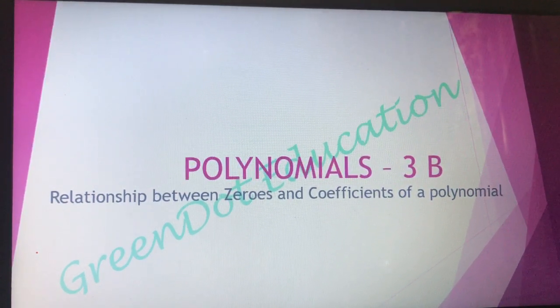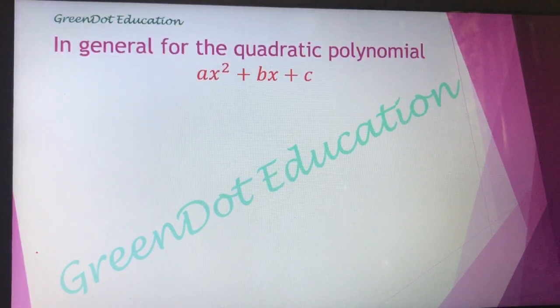Hello and welcome once again in our journey of discovering the relationship between zeros and coefficients of polynomials. In our last videos, we have seen that there exists a relationship between the zeros and the coefficients of a quadratic polynomial. So, in this video, we are going to learn how to form a quadratic equation or a quadratic polynomial from the zeros that have been given for that polynomial.